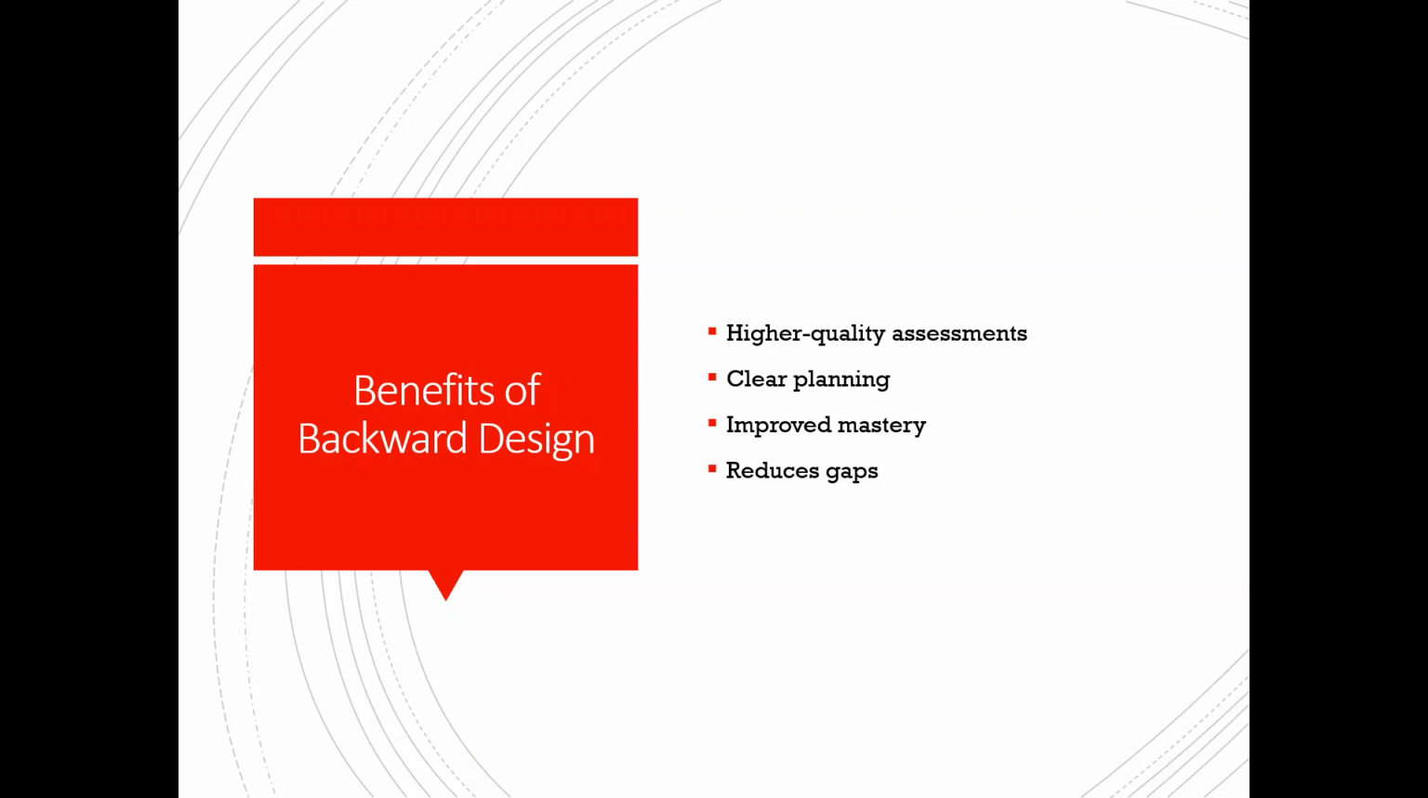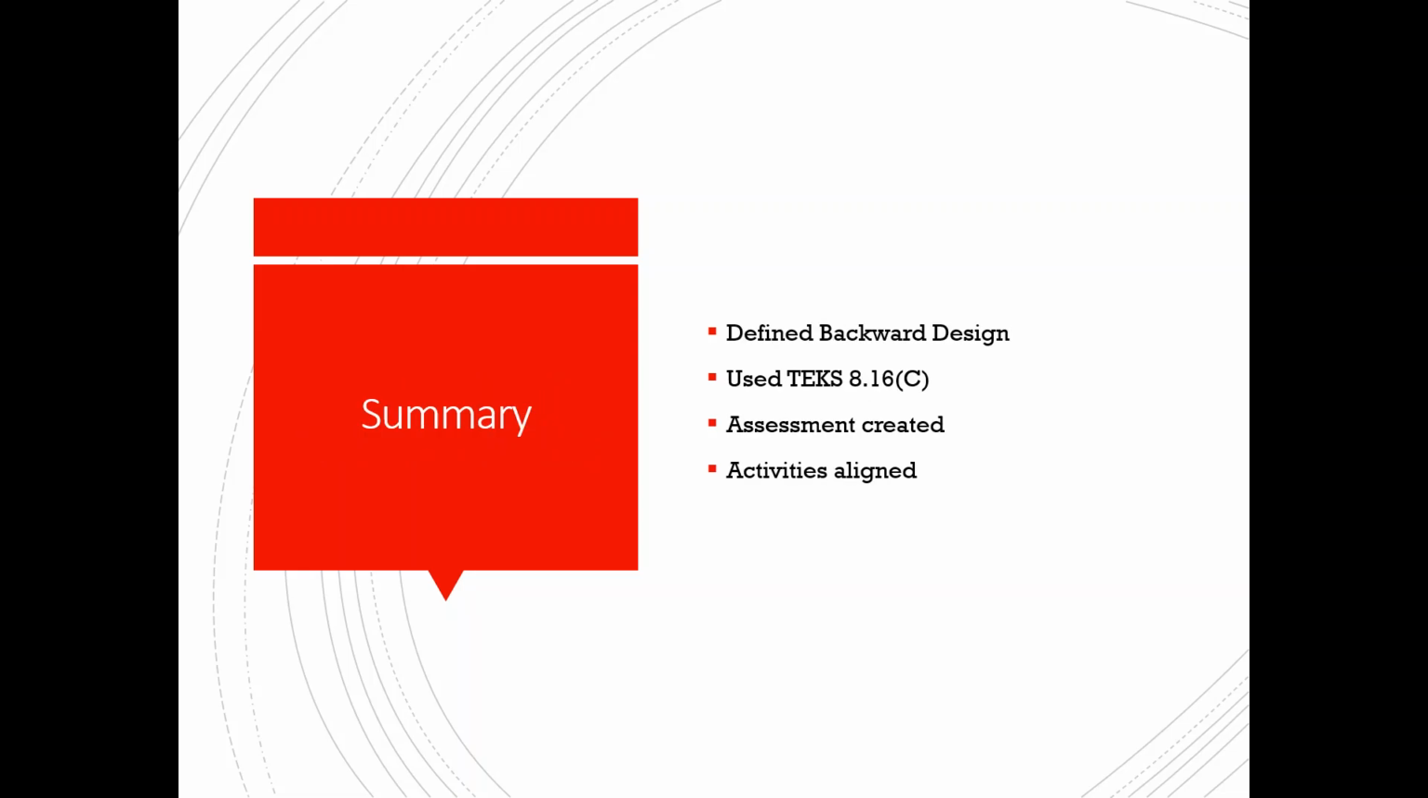So in summary, backward design is a planning model created by Wiggins and McTighe that emphasizes starting with the end in mind. I selected a specific 8th grade TEKS, created an aligned assessment question, and planned activities that intentionally support mastery of that TEKS. This model ensures that instruction, assessment, and learning goals are aligned and purposeful. So by using backward design, this helps us deliver high quality instruction that leads to better student outcomes.